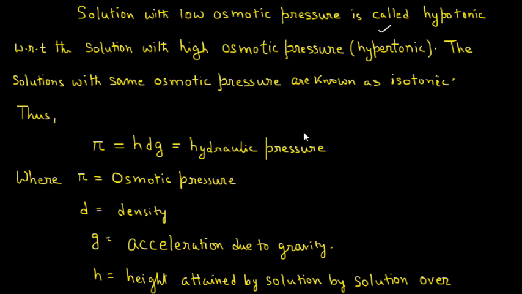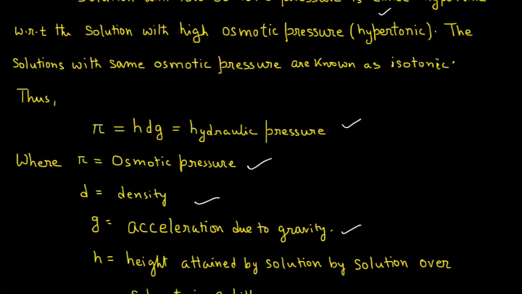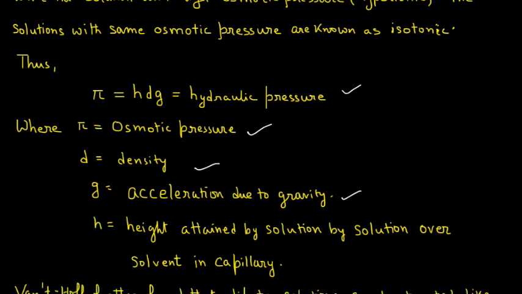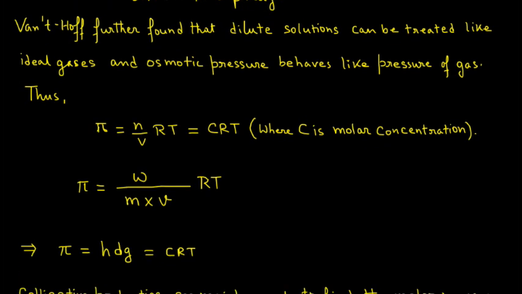Thus pi is equal to hdg, that is hydraulic pressure, where pi is equal to osmotic pressure, d is equal to density, g is equal to acceleration due to gravity, and h is equal to height obtained by solution over solvent in capillary.